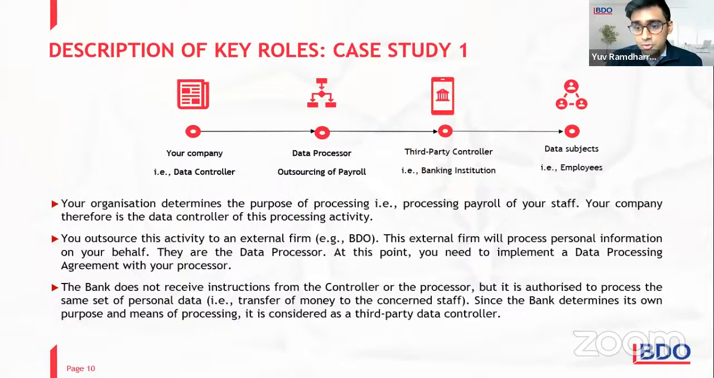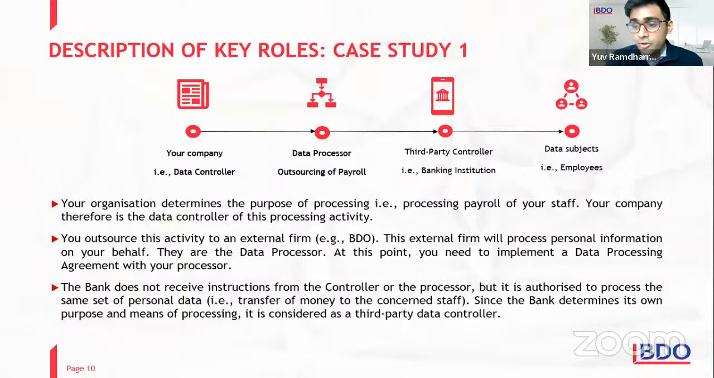And the organization to whom you are outsourcing that function is going to be a data processor because they are only going to act upon your instructions. They are going to receive the payroll details from you, and they are going to perform the payroll based upon your instruction. What should also be highlighted here is that at this point, you need to implement a data processing agreement with your processor. So each time you outsource your business operations to another entity who is processing personal data on behalf of your organization, you need to implement a data processing agreement.